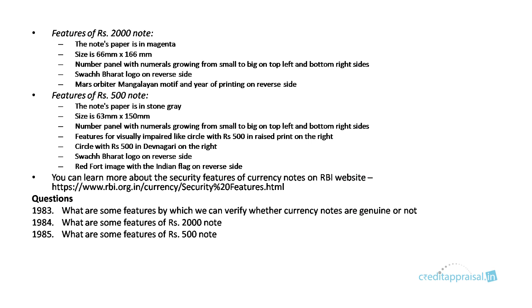For the 500 rupee notes, the note's paper is stone grey, and the size is 63 into 150 mm. Again, the number panel with numerals grows from small to big on the top left and bottom right. There will be features for the visually impaired, like a circle with 500 in raised print. There is a circle with 500 in Devanagari on the right, and a Swachh Bharat logo on the reverse side. There will be a Red Fort image with the Indian flag on the reverse side.